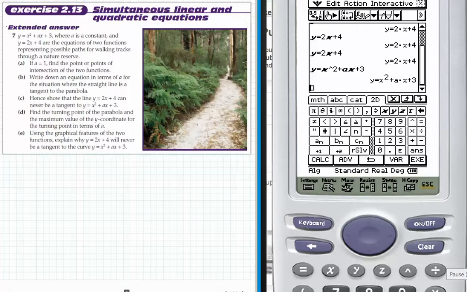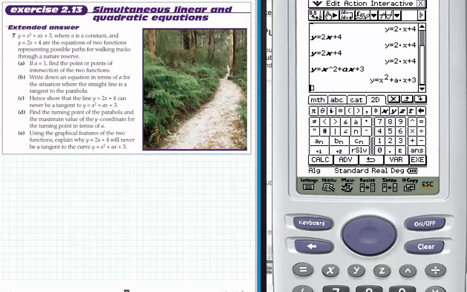This is for Year 11 Methods. It comes out of Chapter 2, Section 13, question number 7. So we have y equals x squared plus ax plus 3, a positive parabola that has a y-intercept of 3, and y equals 2x plus 4. These are equations of two functions representing possible paths for forking tracks through a nature reserve.